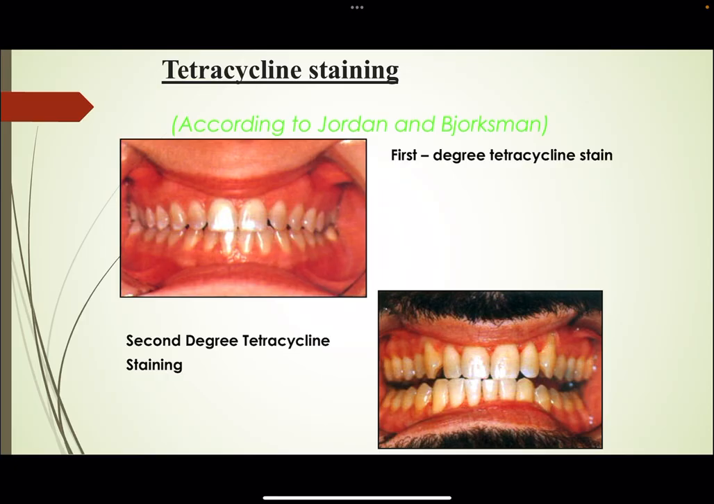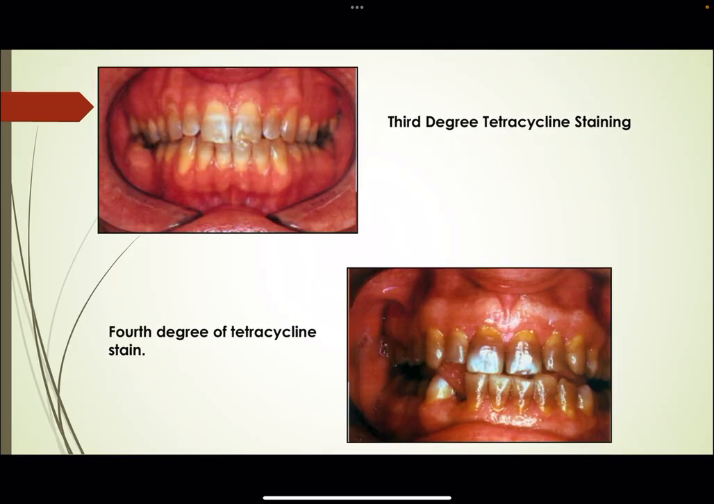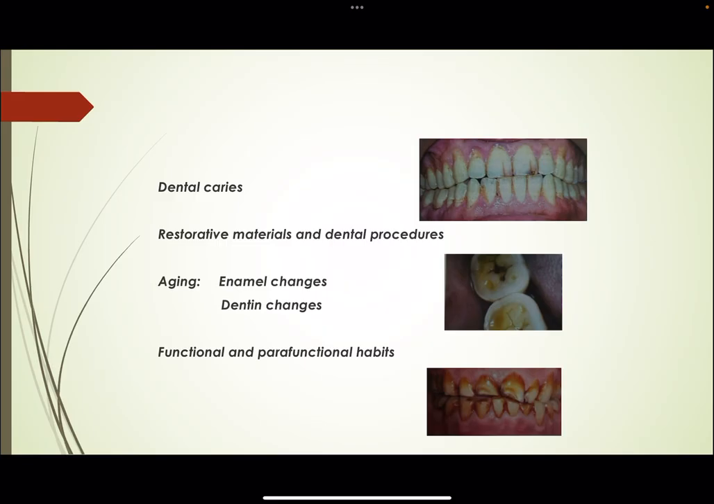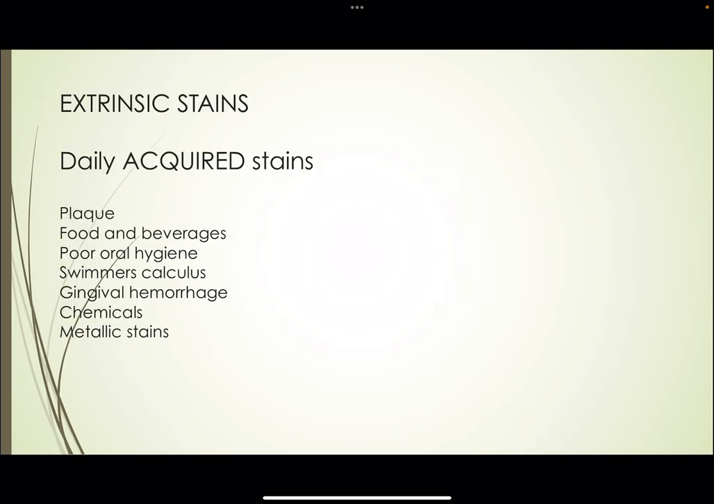Then tetracycline stain, according to Jordan and Boksman, can be classified as first degree, second degree, third degree as well as fourth degree tetracycline stain. Other post-eruptive causes include pulpal necrosis, trauma, as well as dentin hypercalcification. Now, coming to dental caries, then restorative materials and dental procedures, aging related changes in enamel as well as dentin, and also functional as well as parafunctional habits.